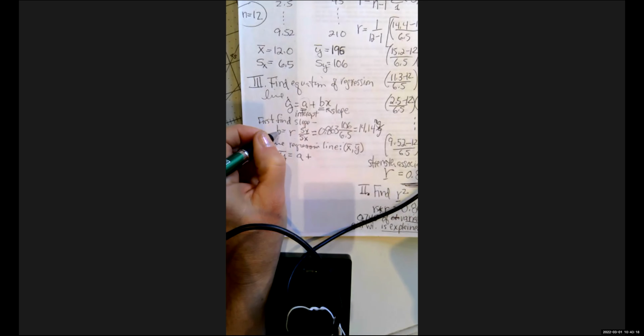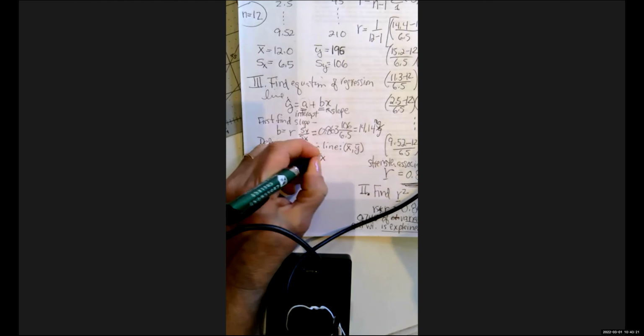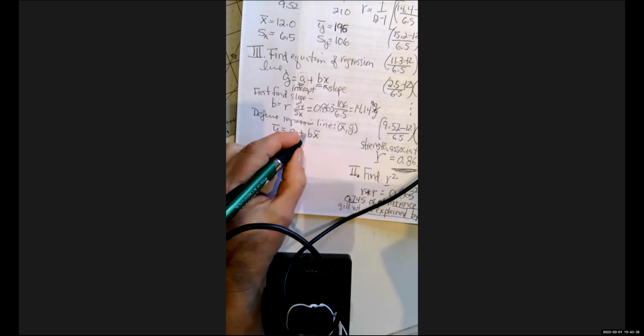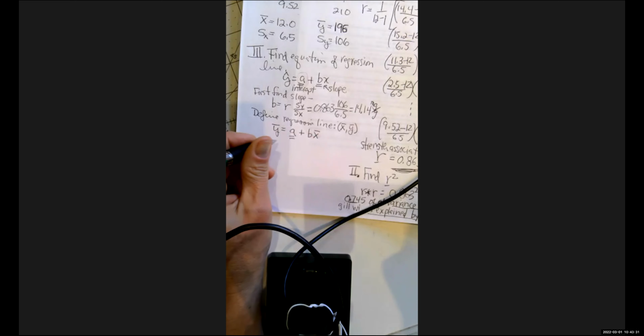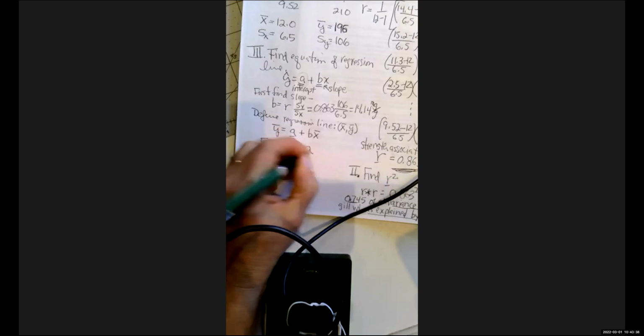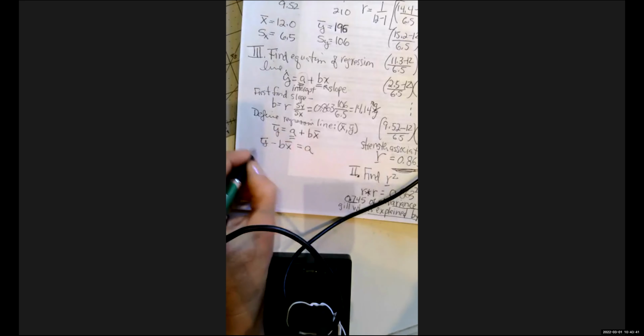If we do that, we're going to say y bar equals a plus b times x bar. Now we want to solve for a. So we're going to subtract b times x bar from both sides, and we get y bar minus b times x bar equals a. I'll give you this equation, but that's where it comes from. We define the line as going through the point x bar, y bar. We find b, and then we can solve for a.